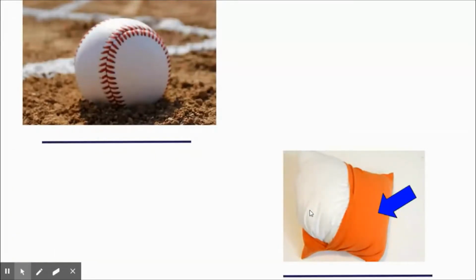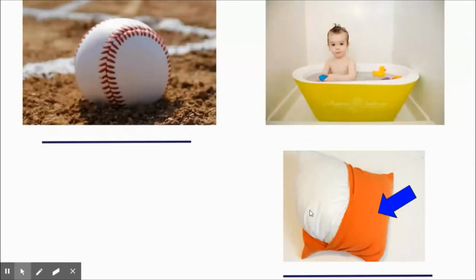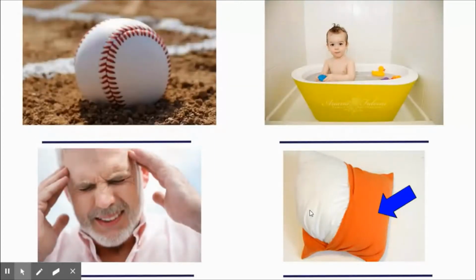How about that orange thing? Not the pillow, but the orange one. What is the name for that word? Write it down. How about this one? Where is the baby? It's true, he's bathing. Okay, just write the word down. And what's wrong with this person? He's touching his head. Why? Okay, just write it down.